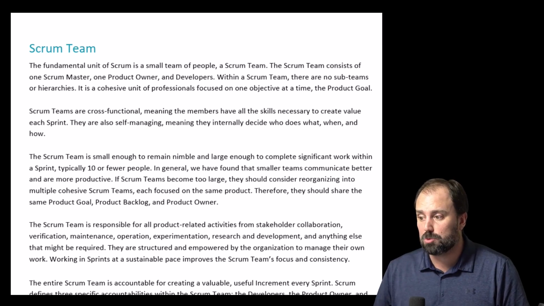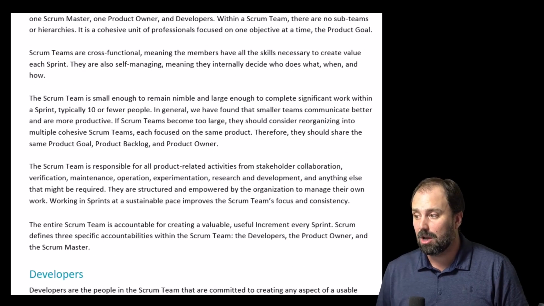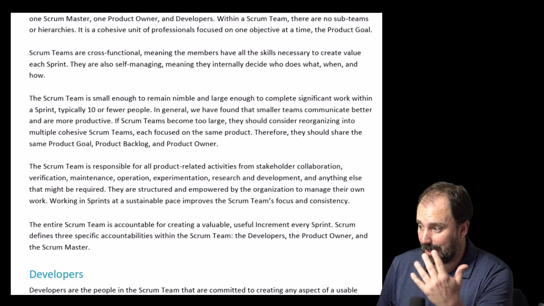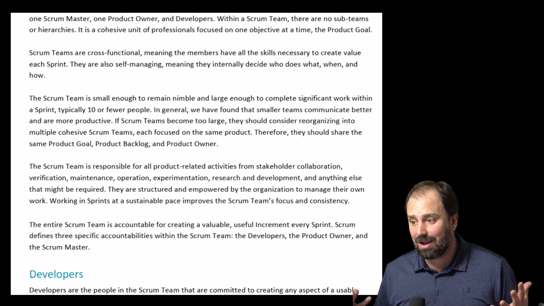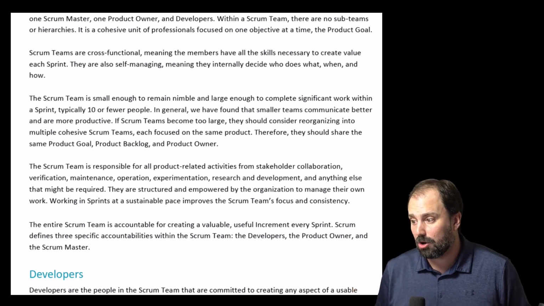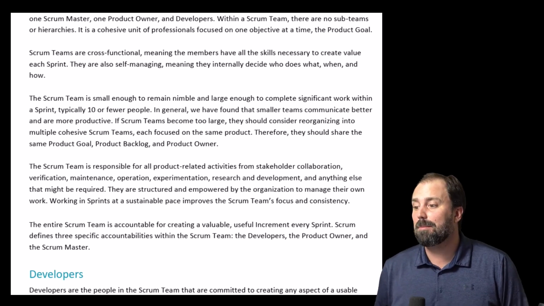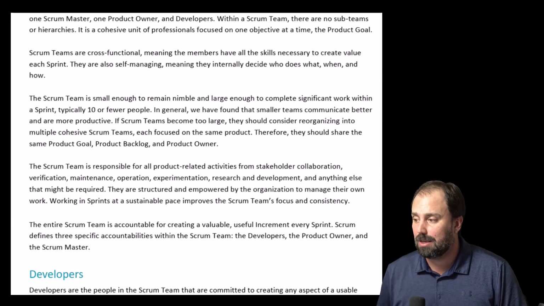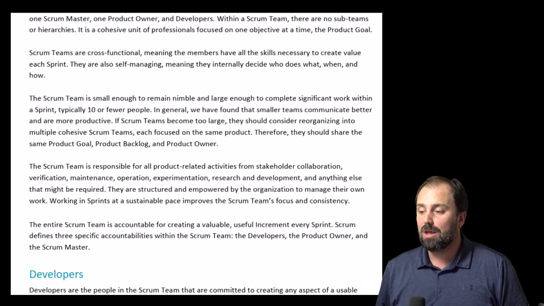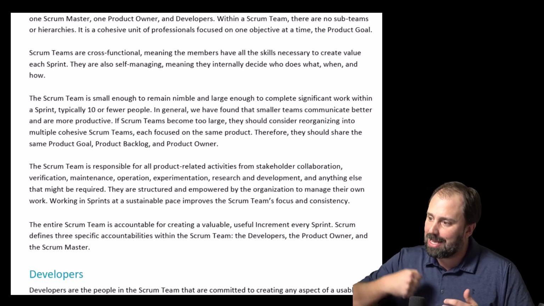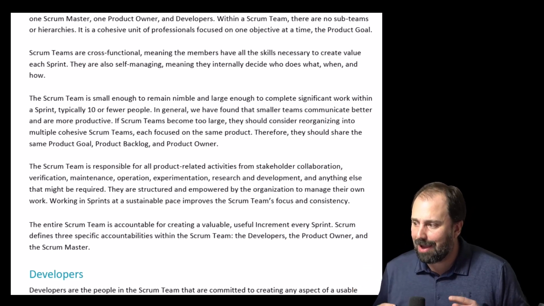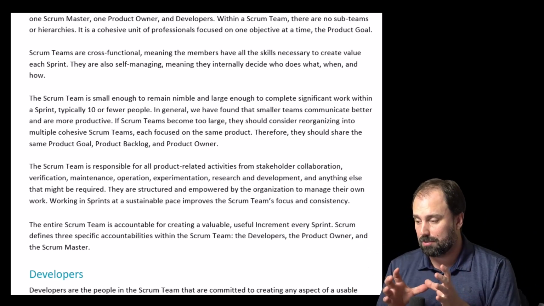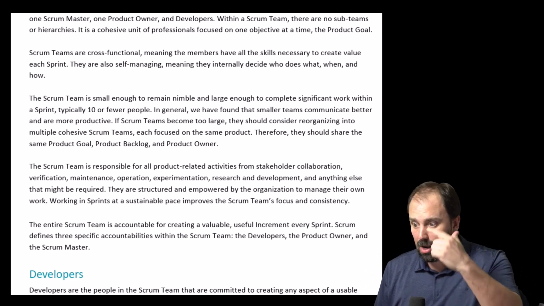The Scrum team is responsible for all product-related activities from stakeholder collaboration, verification, maintenance, operations, experimentation, research and development, and anything else that might be required. They are structured and empowered by the organization to manage their own work. Working in sprints at a sustainable pace improves the Scrum team's focus and consistency. The entire Scrum team is accountable for creating a valuable, useful increment every sprint. Scrum defines 3 specific accountabilities within the Scrum team: the developers, the product owner, and the Scrum Master.